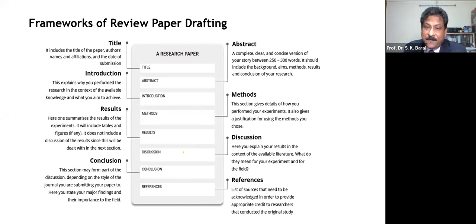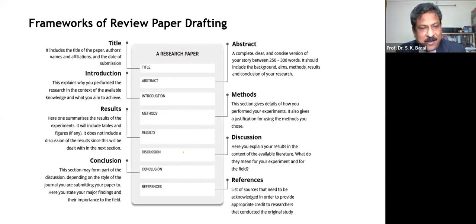Whenever you are writing an abstract, you should include the background of your study. Don't just write theoretically, that this is my paper. No, you have to write down the background. I will be showing one paper at the end of my presentation. You have to write down the aims of your paper, the aims of your writing, and the methods, results and conclusion also you have to write in the abstract. And then you will go to the introduction.